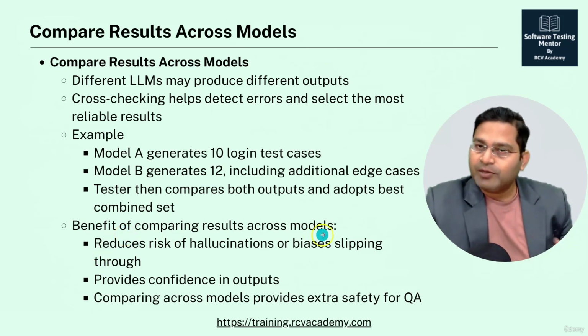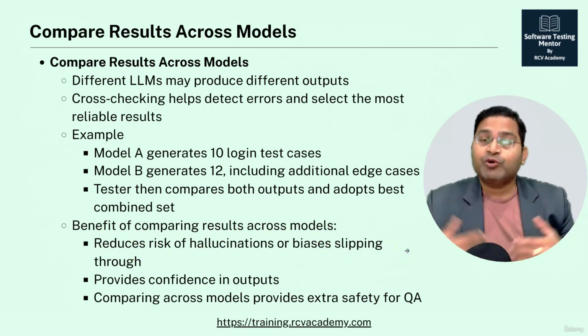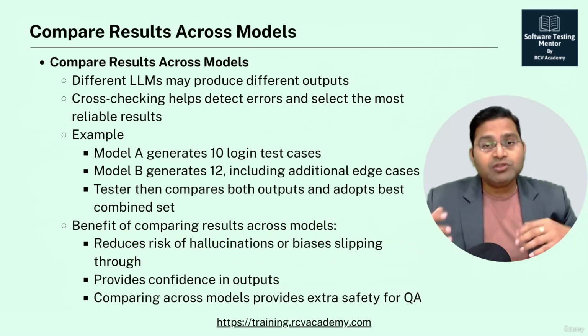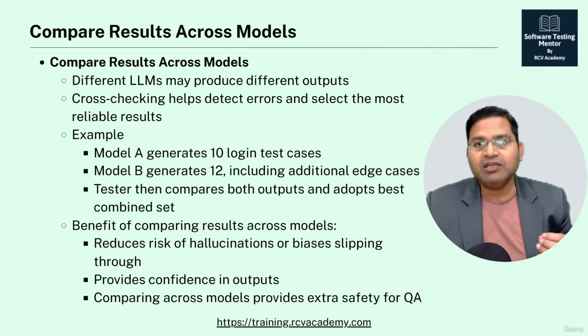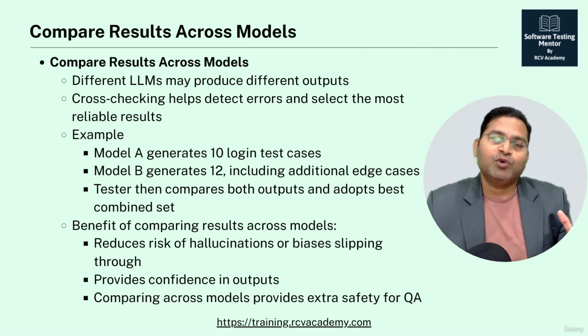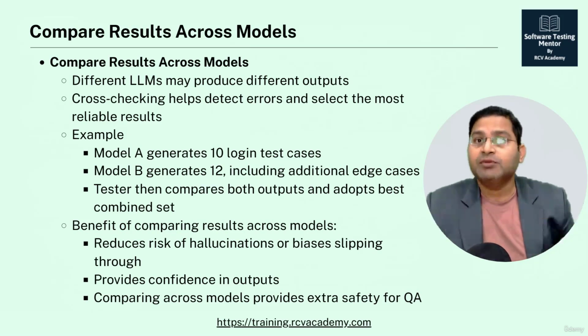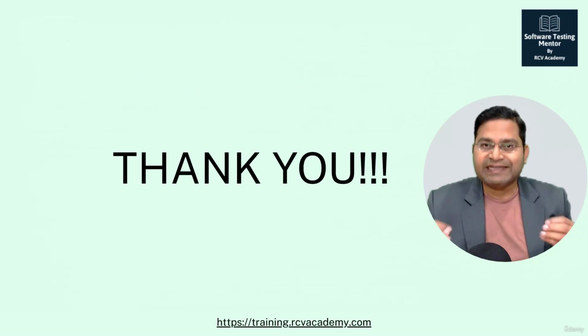Now, the benefits of comparing: it reduces the risk of hallucination or biases slipping through. It provides confidence in the outputs because you have checked in multiple models. So you know that whatever test cases or testware you are getting from generative AI is actually correct, and it provides you more confidence. Comparing across models also provides extra safety in terms of quality assurance. So that's all about the techniques that you can use to mitigate these defects in generative AI.